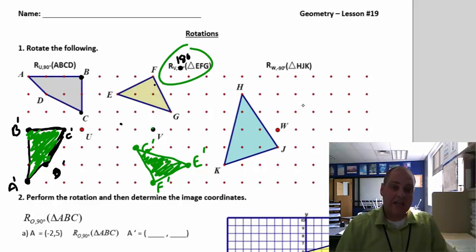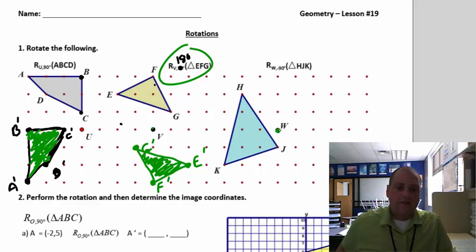Now a negative 90, instead of up, it's to the right because it's a clockwise rotation. Up goes right, right goes down, down goes left, left goes up. Turn, turn, but only 90 degrees, clockwise. All right, so we're rotating around point W. J goes down, so instead of going down, we're going to go to the right.